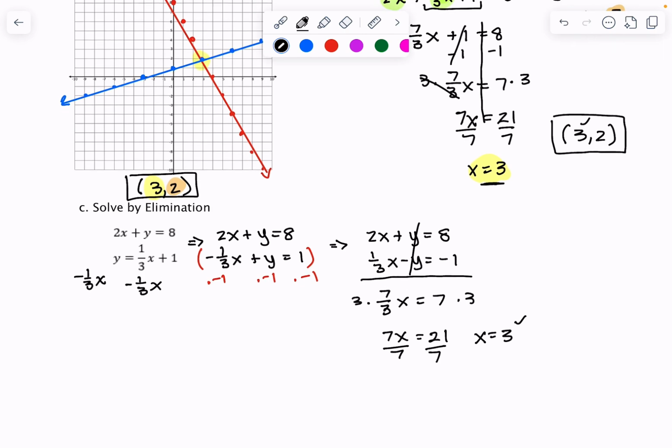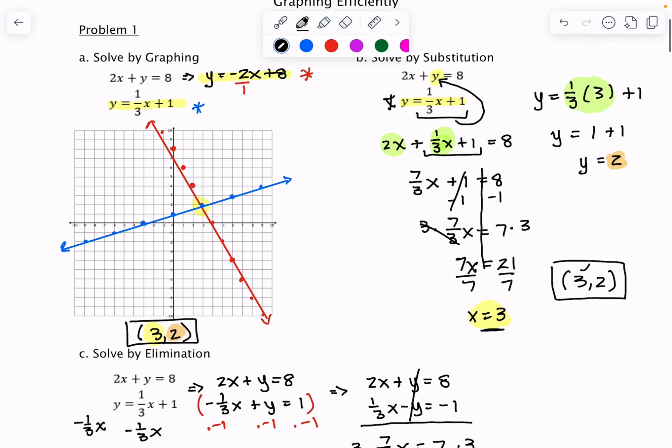I've got to still plug that x equals 3 in. I'm going to pick that bottom equation, y equals 1/3 x plus 1, and plug that 3 in. y equals 1 plus 1, which gives us that 2. So for each method, I still got the same solution, but boy, graphing was easier. So notice, I think the theme here is that when you have a fraction in front of your x, think slope, think y's overrun, instead of thinking of substitution or elimination.